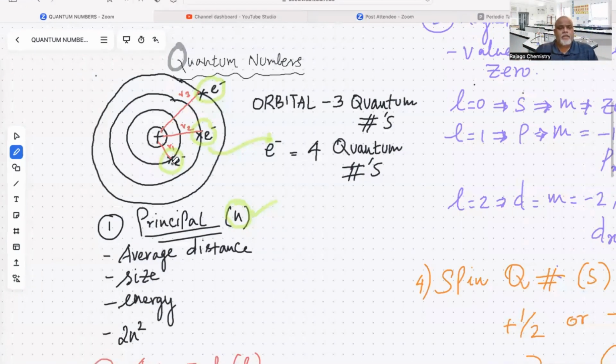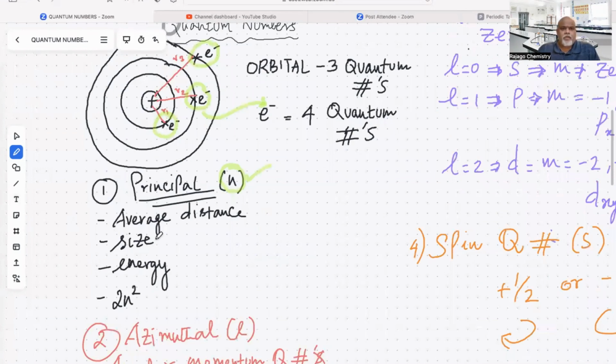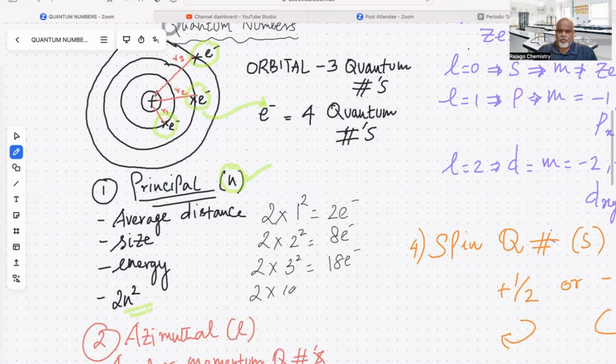And the formula to calculate the number of electrons in each shell is 2n squared. For the first shell, when n is equal to 1, it's 2 into 1 squared, 2 electrons. For 2 into 2 squared, it is 4 into 2, 8 electrons. For 2 into 3 squared, 9 into 2, 18 electrons. And 2 into 4 squared, 32 electrons, and so on.